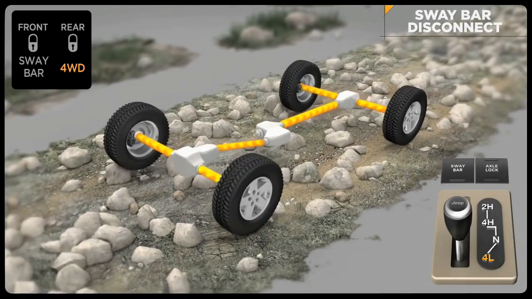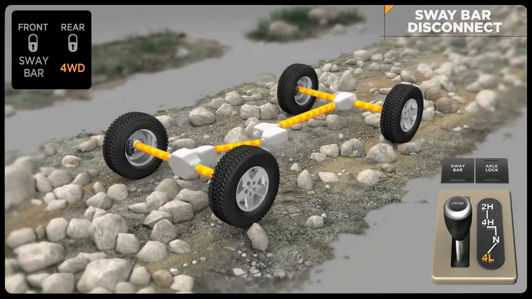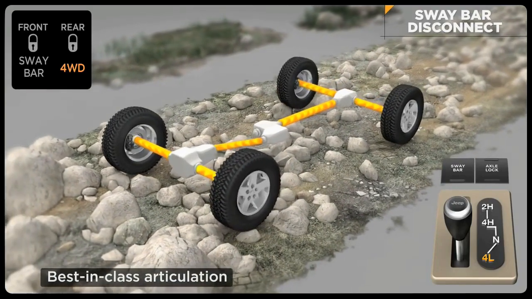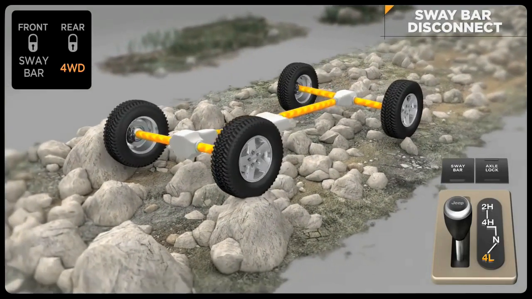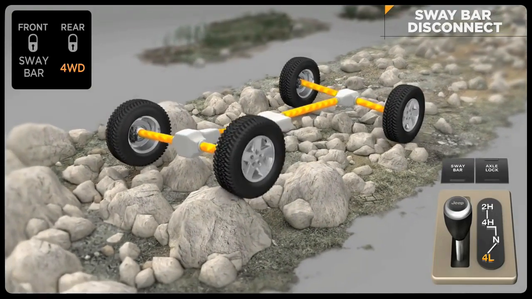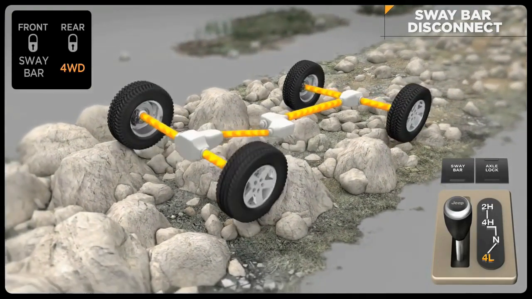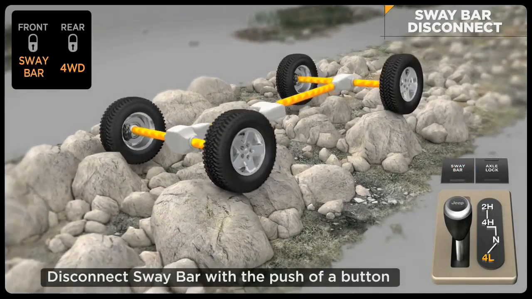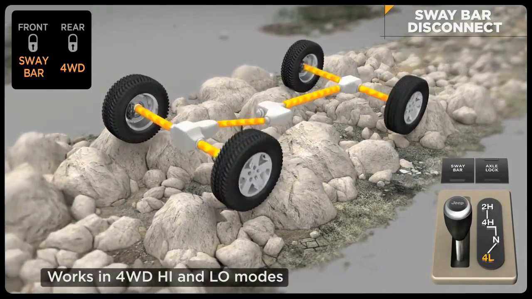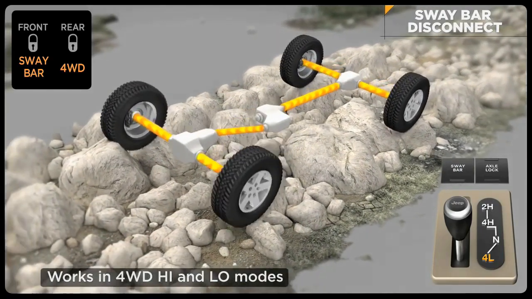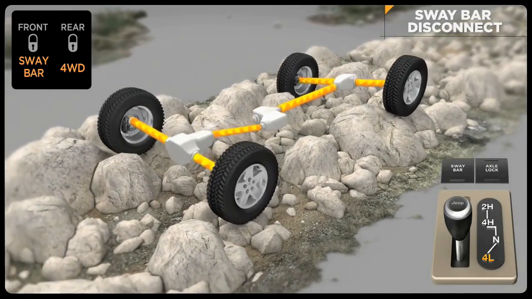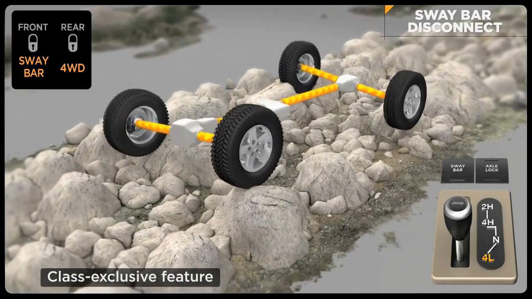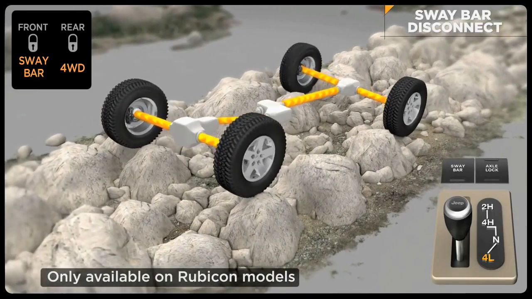Disabling the anti-sway bar can dramatically improve off-road performance by allowing greater front suspension travel for better contact with terra firma. Rubicon can electronically disengage its front anti-sway bar, allowing its wheels to drop for additional wheel travel. It's easy to engage. Just flip a rocker switch and the front sway bar disengages when driving under 18 miles per hour in four-wheel drive high or low modes. This allows the front suspension to travel up to 25% farther on Wrangler Rubicon versus other Wrangler models. This class-exclusive feature is only available on Rubicon models.